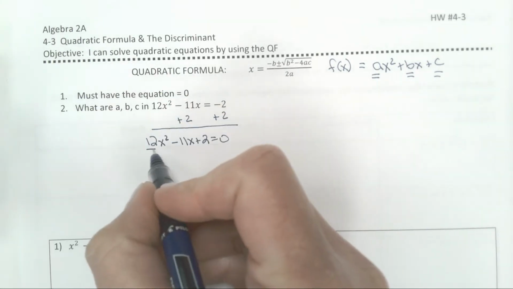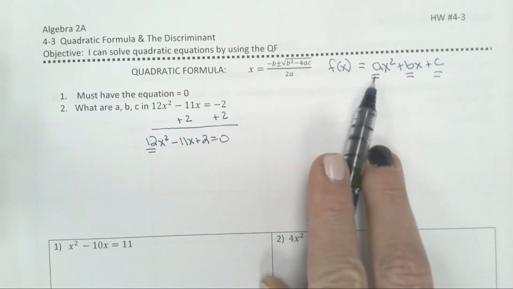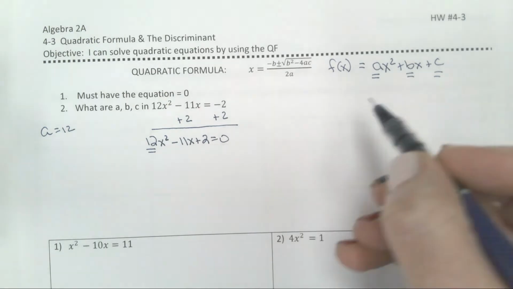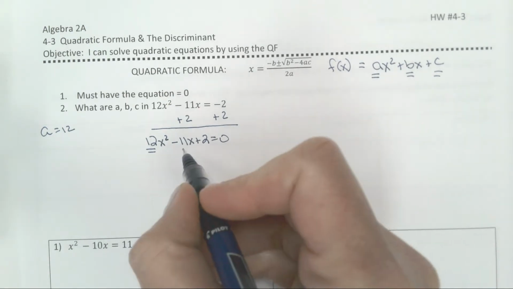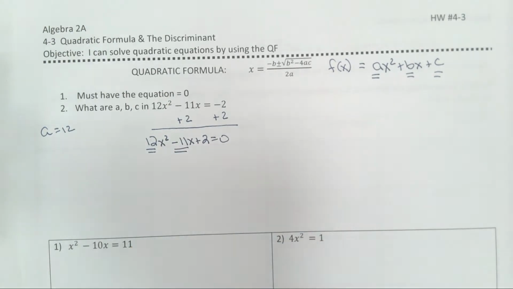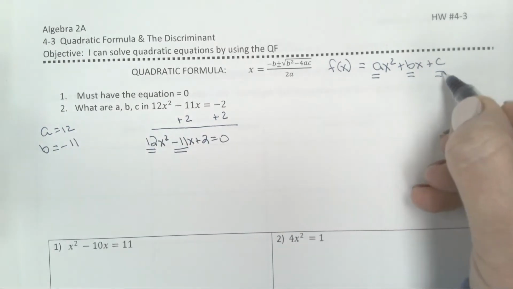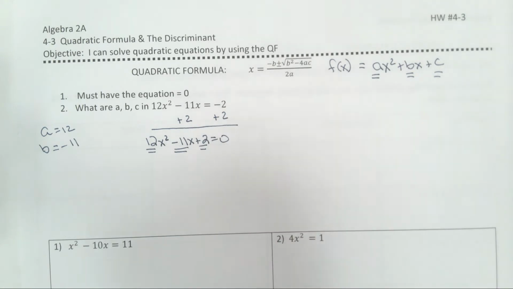Now I know that the number in front of x squared is a. So I'm going to jot that down. A is 12. B is always the number in front of x. You have to take your sign with it. So b equals negative 11. And then c is the constant, which is 2. So c equals 2.